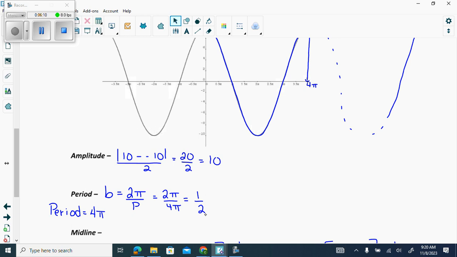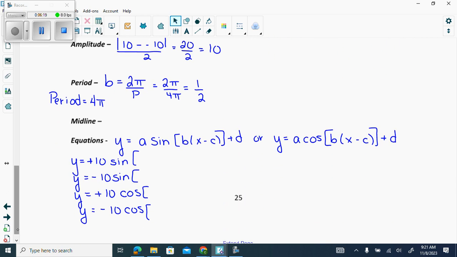Now, why is it a half? What would the horizontal stretch be? 2. And it went from 2 pi to 4 pi. Does that make sense? Yeah. Right? So, our B is a half.